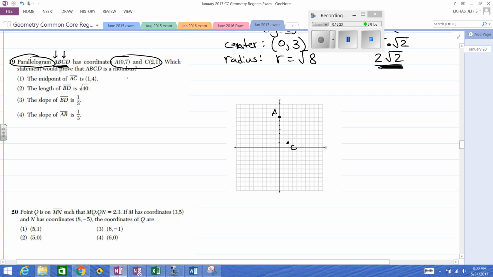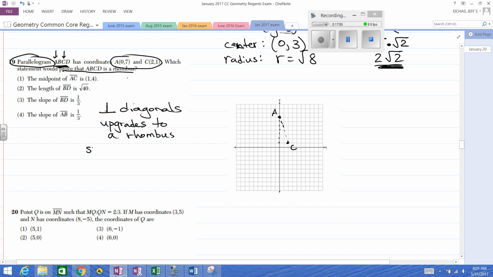What we need to know to upgrade it and prove that it's a rhombus is to make sure that we find BD, and we have to make sure that the slopes are perpendicular, basically. We need perpendicular diagonals. If you can get perpendicular diagonals from a parallelogram, that upgrades to a rhombus. Now again, remember, we started with a parallelogram, so we know that all those other features, such as the diagonals bisect each other, are all done. We just need the diagonals to be perpendicular.